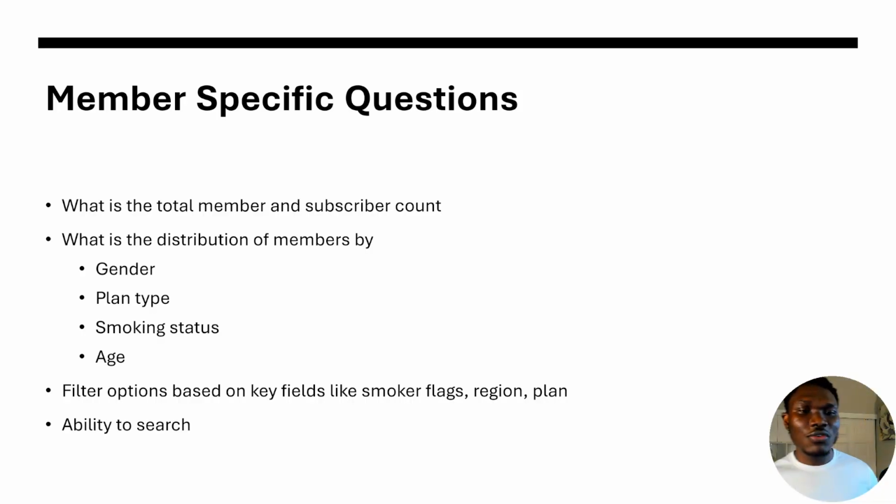They also want to have a filter option so that they can say, okay, based off of how many people are smoking, they can just click that, or based off of region, or based off of plan, and also the ability to make some search. Yeah, you can make some search in Power BI.